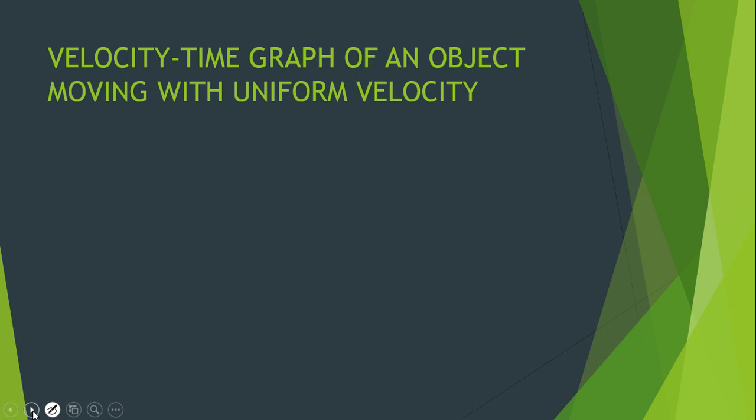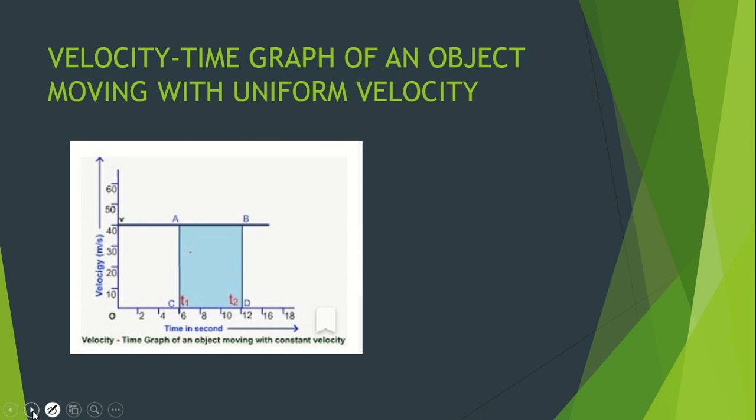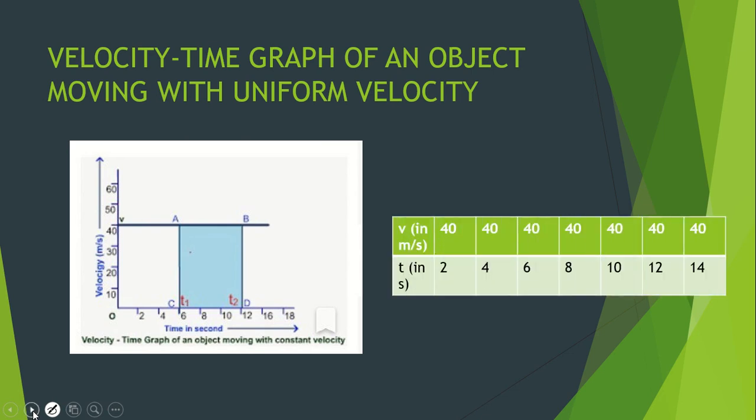Then we come to velocity time graph. Velocity time graph of an object moving with uniform velocity. You can see in this particular figure, and there is a corresponding table also. Time is given in seconds, whereas velocity is given in meter per second. Time is there on the x-axis, whereas velocity is there on the y-axis.